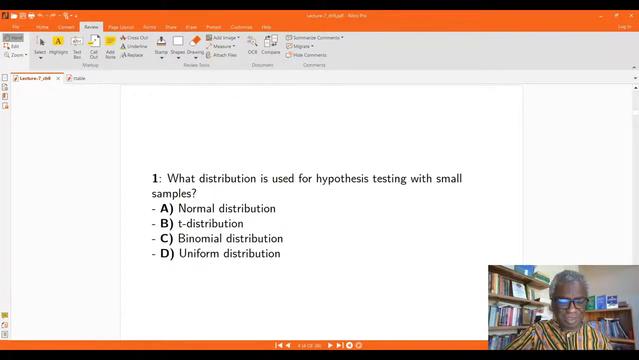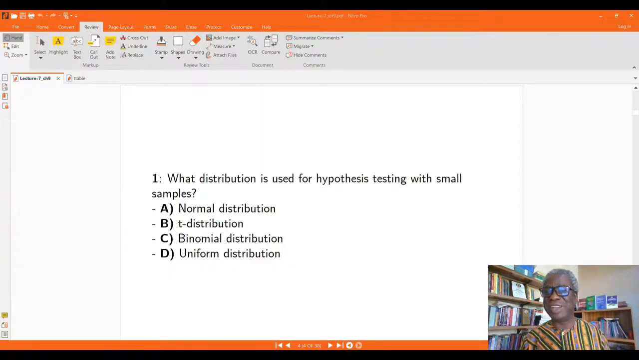So the first question is: what distribution is used for hypothesis testing with small samples? A, normal distribution; B, t-distribution; C, binomial distribution; D, uniform distribution. Even from the preamble that I've given, I think you should have idea about the correct answer.